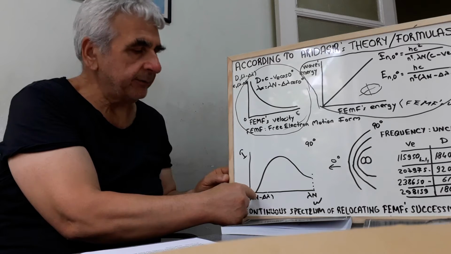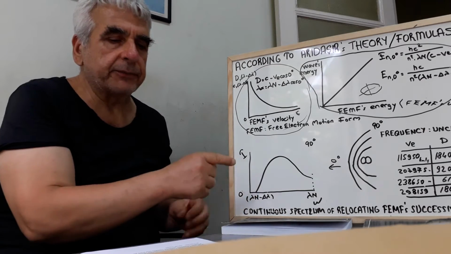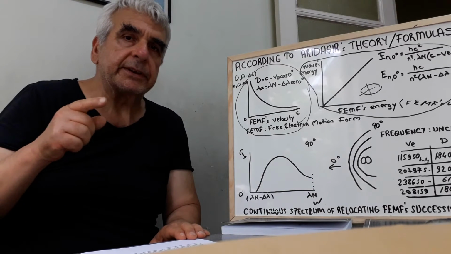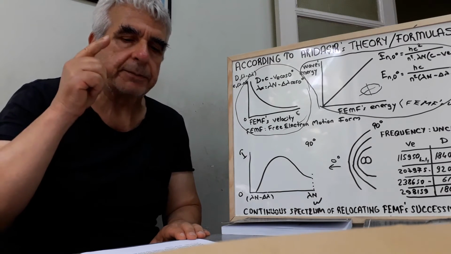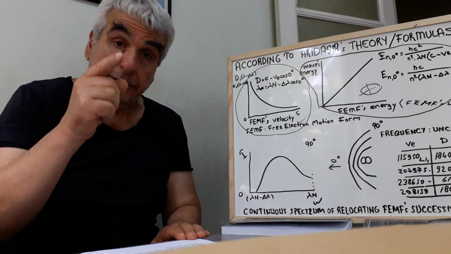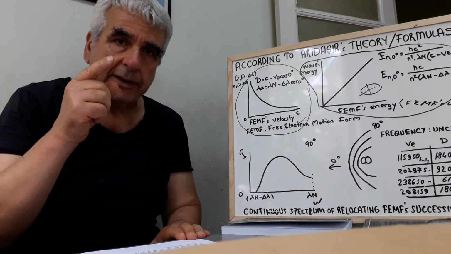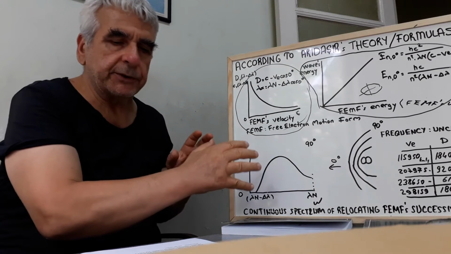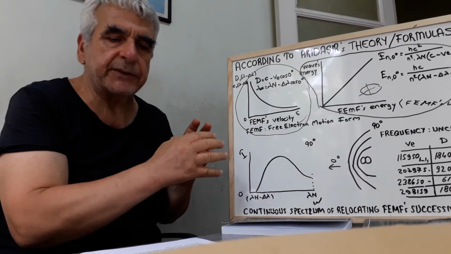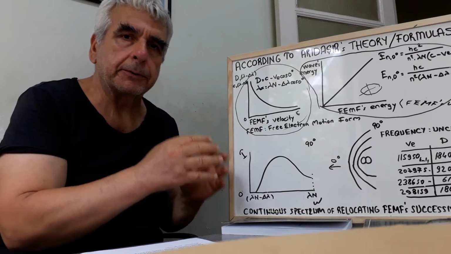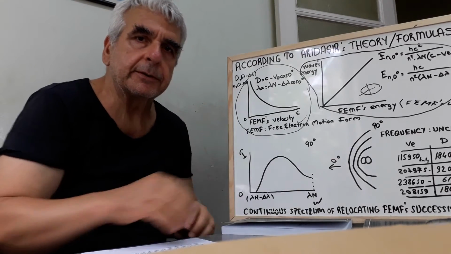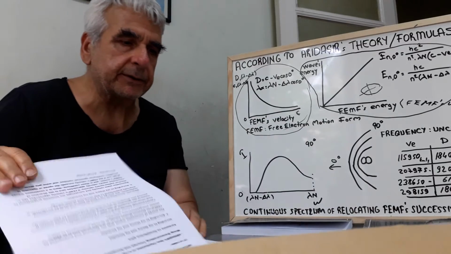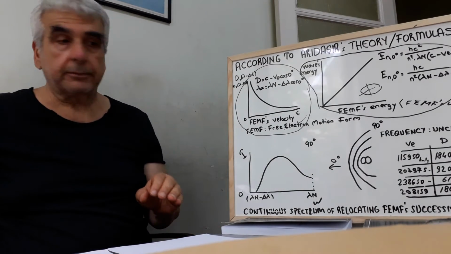waves graph. But if the free electron motion form's velocity exceeds the speed of light, this is possible according to my theory and my formula. The continuous spectrum vanishes and wave jets occur. Wave jets occur. And these are my formulas here.